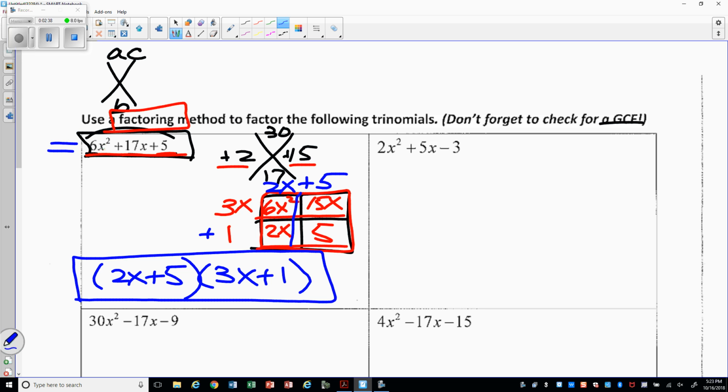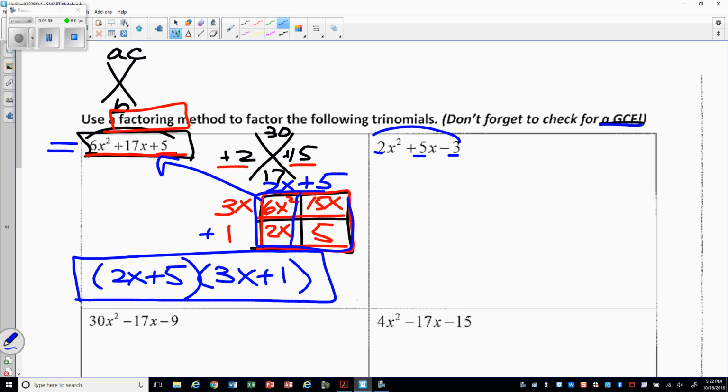And so these are two factors that multiply together to equal that. And I know they do because if I FOIL them or if I box them, I get this, and that is equal to that. All right? So now over here, same thing. GCF of 2, 5, 3: no. I can't divide them all by 2.